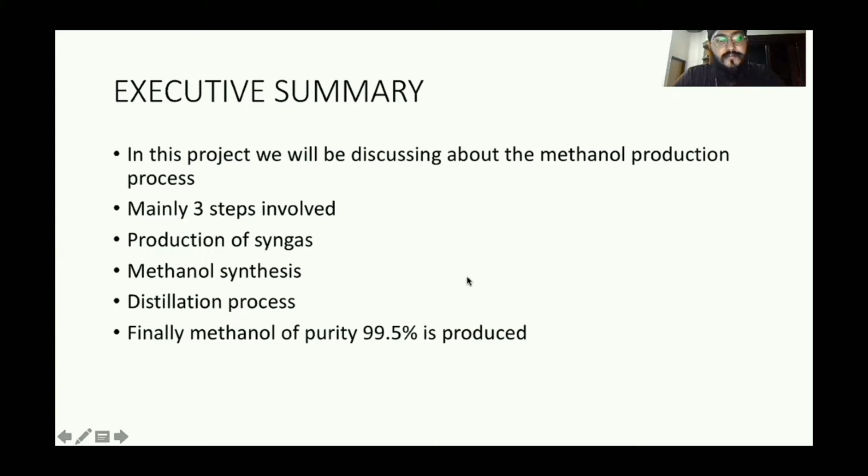Now, for the executive summary part, we will be discussing the methanol production process in this project. We have 3 steps involved: the production of syngas, methanol synthesis, and the distillation process. Finally, we obtain methanol as a product of purity 99.5.